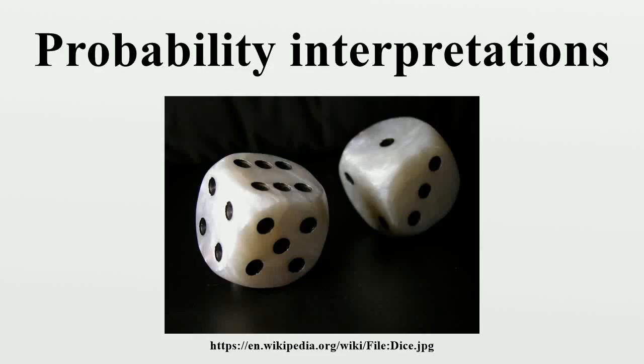The word probability has been used in a variety of ways since it was first applied to the mathematical study of games of chance. Does probability measure the real, physical tendency of something to occur, or is it a measure of how strongly one believes it will occur? Or does it draw on both these elements? In answering such questions, mathematicians interpret the probability values of probability theory.